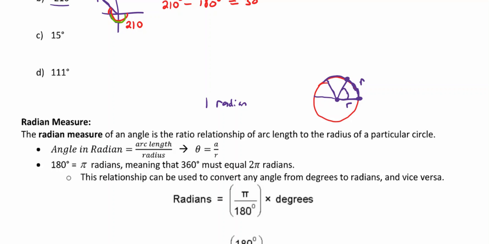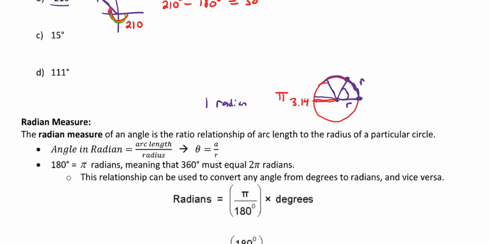And then any idea what this would be right at 180 degrees? How many radians that would be? Well, that would be 3.14 radians. That should sound familiar. That's pi radians.